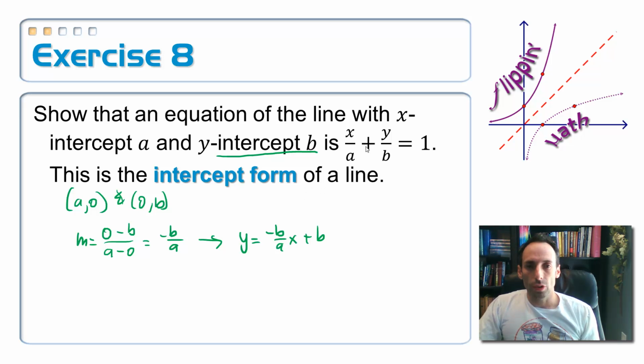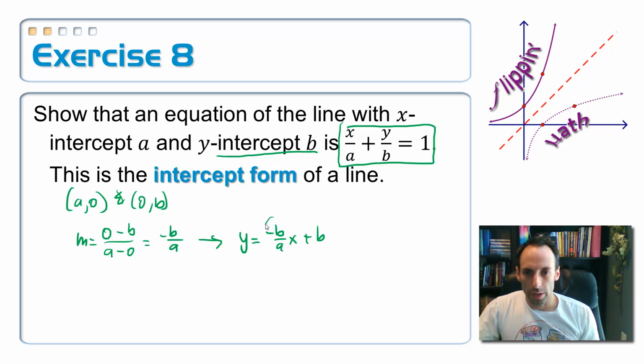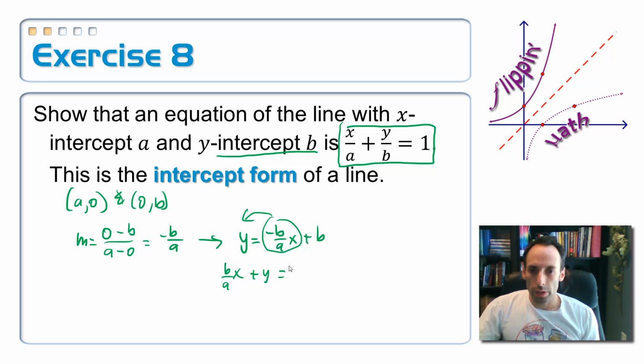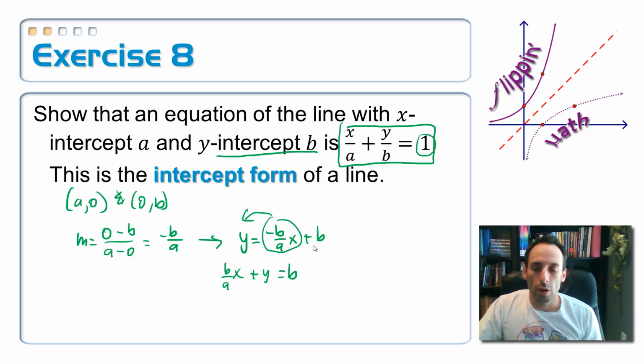Okay, so far that doesn't look like this. So, of course, I need to get the x's and the y's over to the left-hand side. So I need to go ahead and add this guy over here to the left. So I would have b over a x plus y is equal to b. It's equal to b, but we want it equal to 1. In order for it to be equal to 1, we have to divide both sides by b, because b divided by b would give me 1 on the right-hand side. So, dividing by b is the same thing as multiplying by 1 over b.